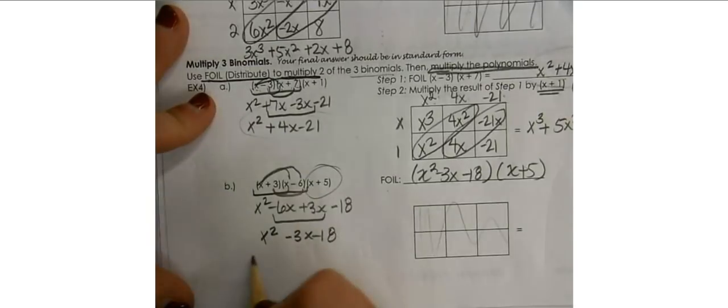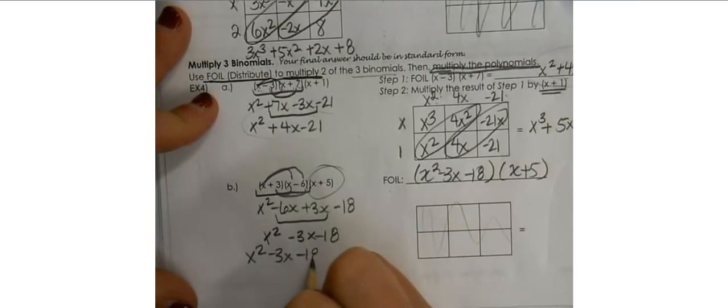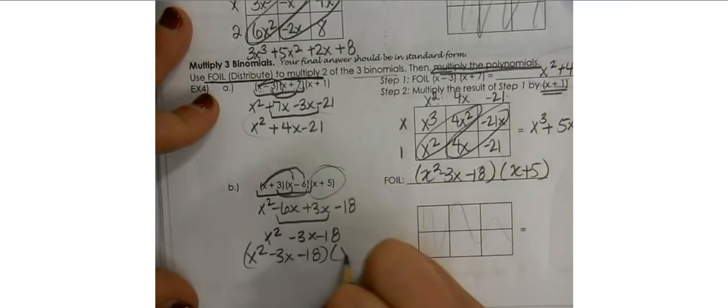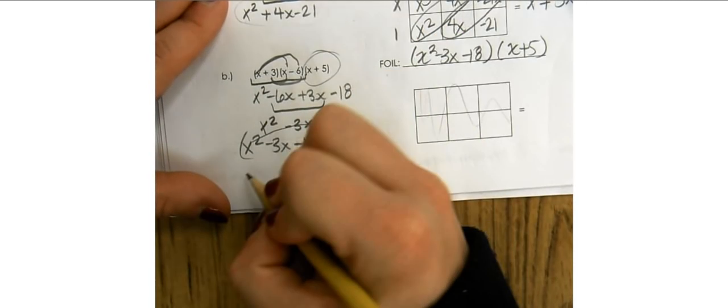And now I'm going to multiply it by my remaining parenthesis, which is x plus 5. And I'm going to show you a massive FOIL. So now I'm going to have x squared minus 3x minus 18, and I'm going to multiply it by x plus 5. So every single term in the first parenthesis will get multiplied by every single term in the second parenthesis. So I have x squared times x, which is x cubed.